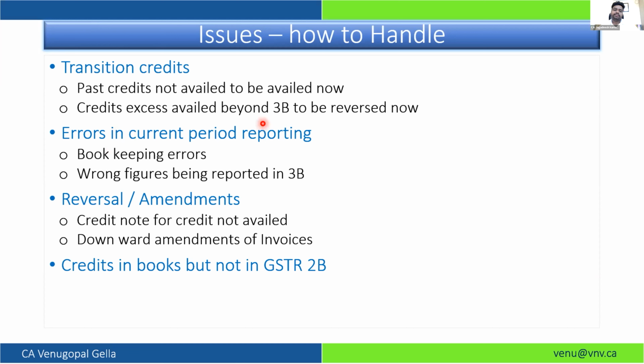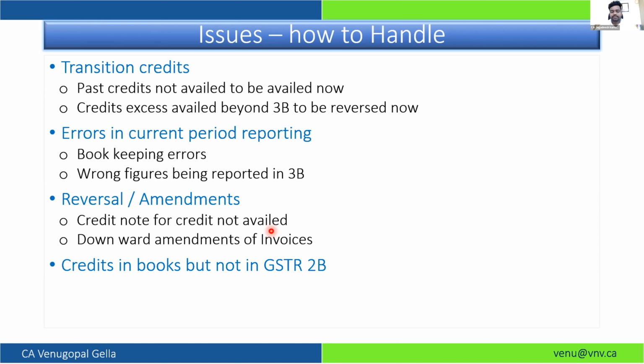Credit excess availed: I will reverse it in the permanent reversals, 4B1. Bookkeeping errors have already been discussed, and reversal or amendment. This is the important one: credit note for credit not availed. What it means is, I have not availed credit on the original invoice, but the supplier has uploaded the credit note for that invoice on which I have not availed the credit.